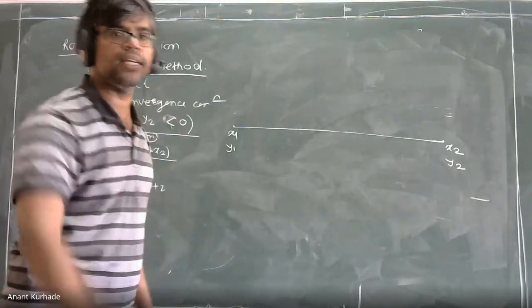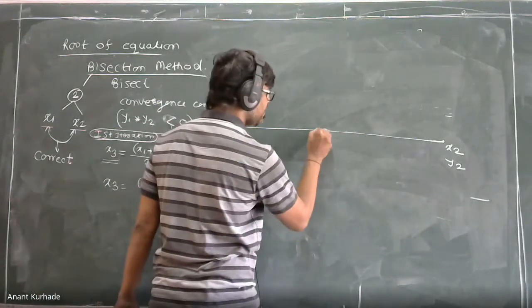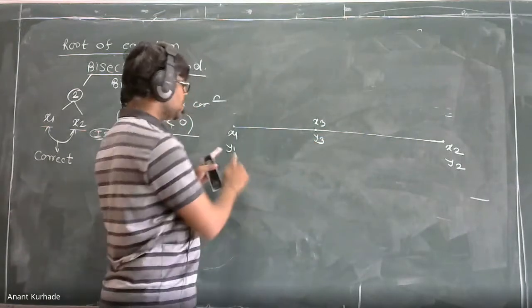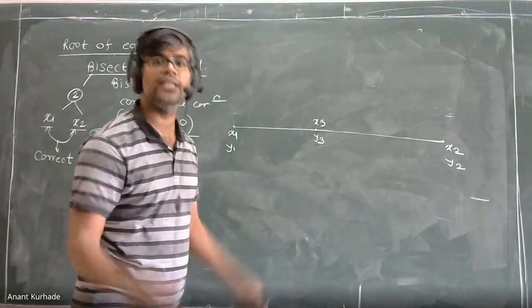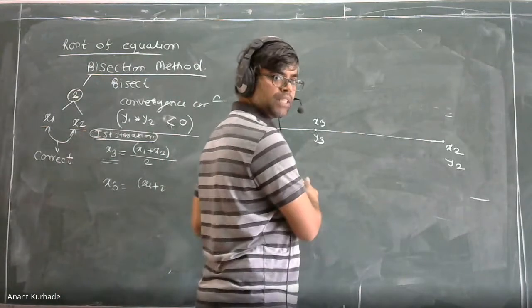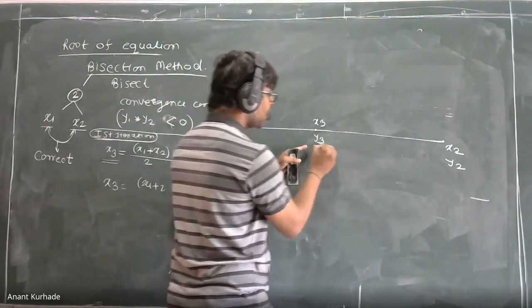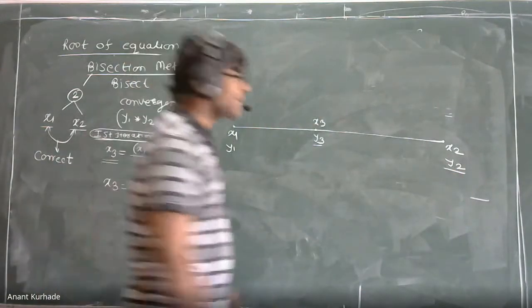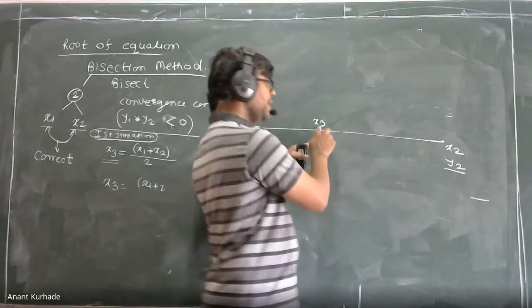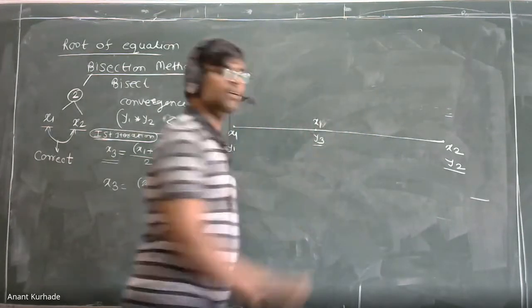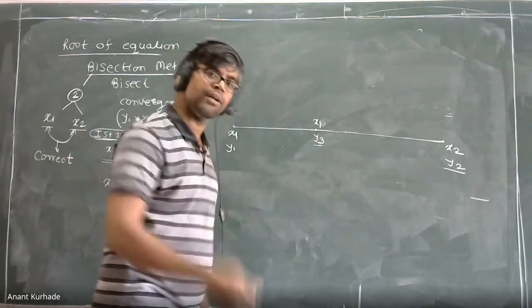Go for the first iteration. Find out x3 and then y3. Now take the multiplication of y1 and y3. If it is plus, then check the multiplication of y3 and y2. It is minus. Then you can say the root lies between x3 and x2, and we always require x1 here. Then go for the next iteration.